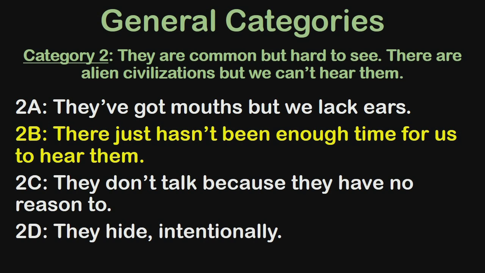Category 2B. There just hasn't been enough time for us to hear them yet. This theory holds that technological life is a very recent development. There just hasn't been enough time for aliens to develop, expand, and for signals to reach us. We haven't been listening long enough to pick up some of the weaker signals.